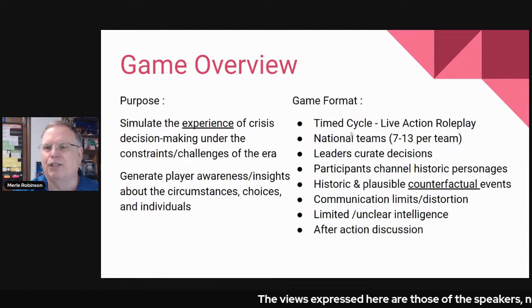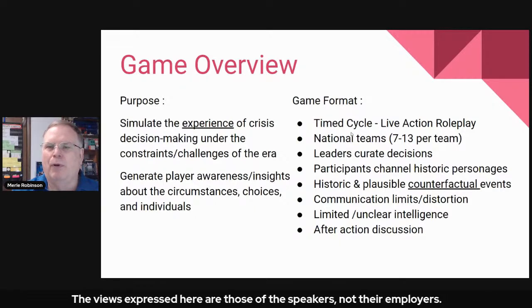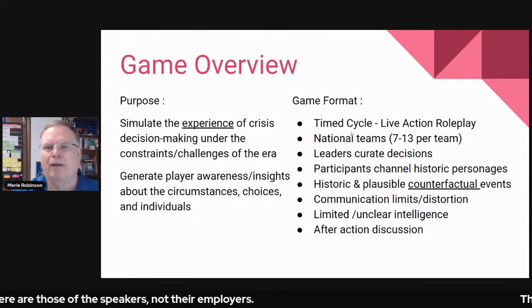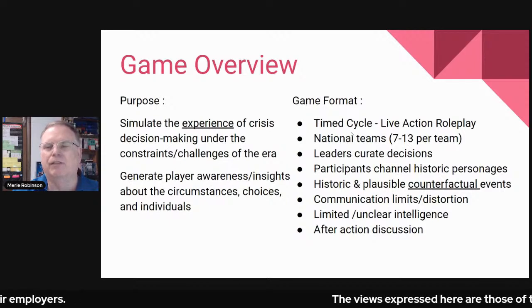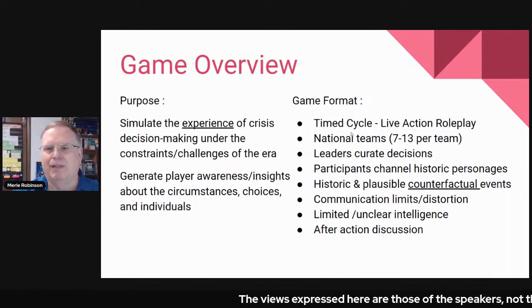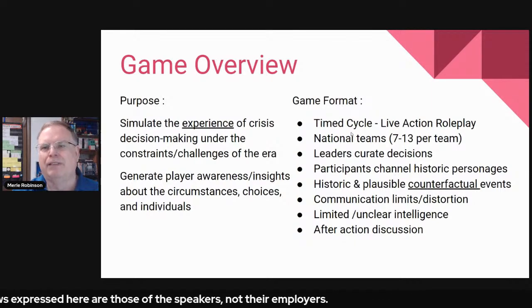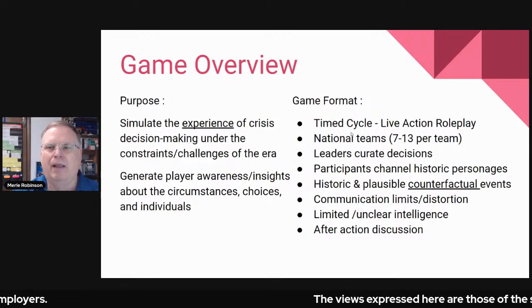Participants basically try to channel and role play historic personages, and we put in historic and plausible counterfactual events, things that we know might have been poorly reported or were possible events, so that the players, even if they've studied the history, don't automatically know how it's going to play out. We also spent a lot of effort in simulating the communication limits and distortion of the era, and I'll talk a little bit more about that, and the limited, unclear intelligence that they have.